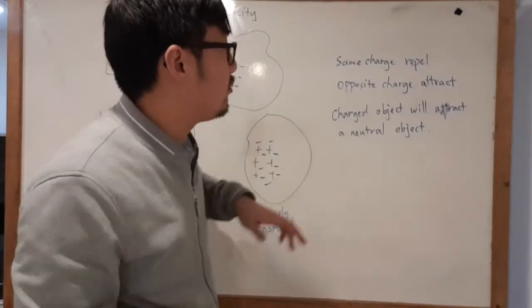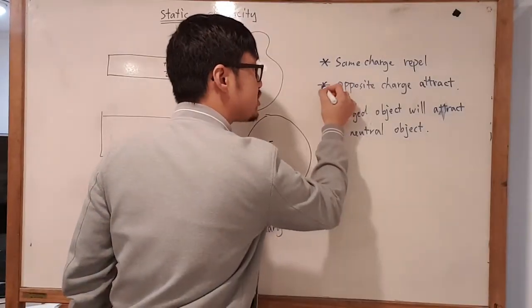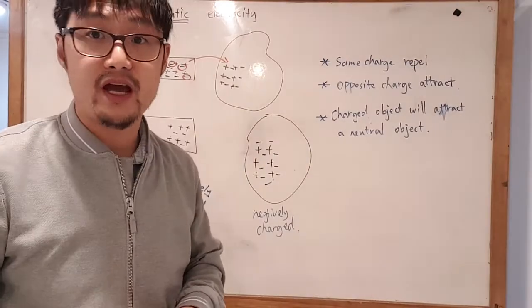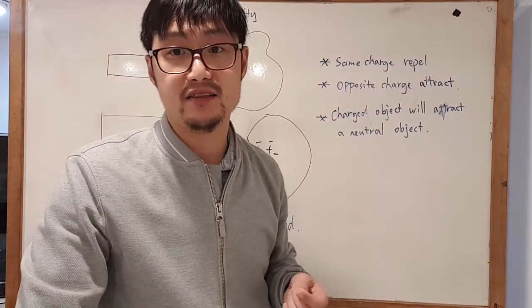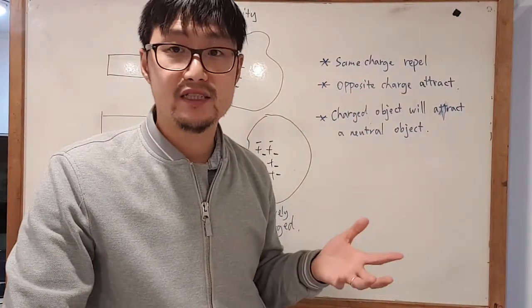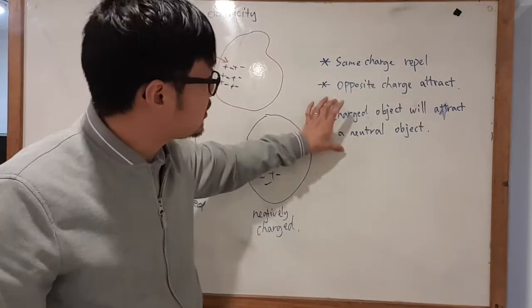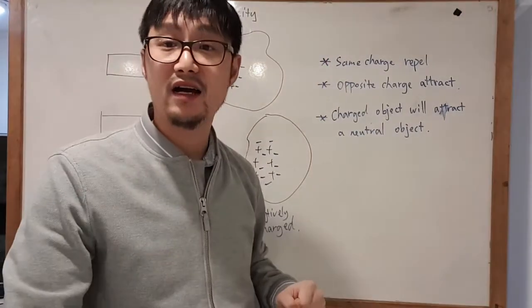All right, so for now, you just need to know, okay, there are some forces: same charge repel, opposite charge attract, and a charged object will attract a neutral object. So why does it attract a neutral object? We can discuss that in the next lesson, okay? And then we're going to see what happens and exactly why the neutral. So this is based on these two, okay? So these two are the fundamental concepts, okay?